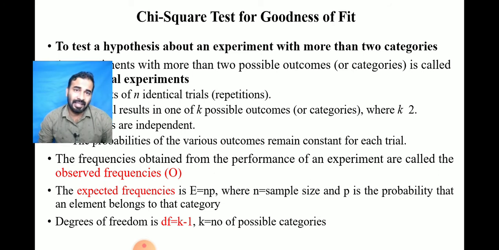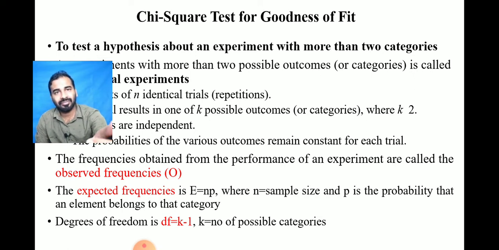Then what are the degrees of freedom here? Degrees of freedom in the goodness of fit test is df equals k minus 1, where k is the number of possible categories. It is not n minus 1, but here it is k minus 1. So the degrees of freedom for the goodness of fit test in the chi-square distribution is k minus 1, where k is the total number of categories. So we discussed what the observed frequency is, what the expected frequency is, and what the degrees of freedom are for the chi-square test.